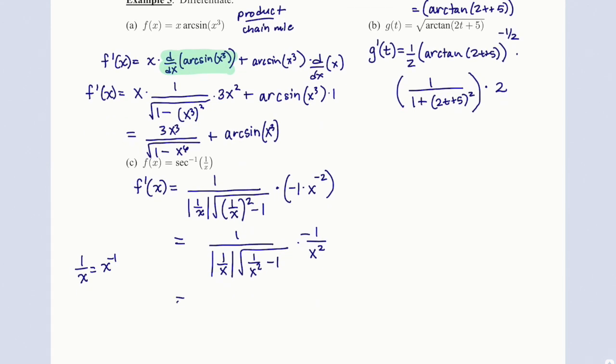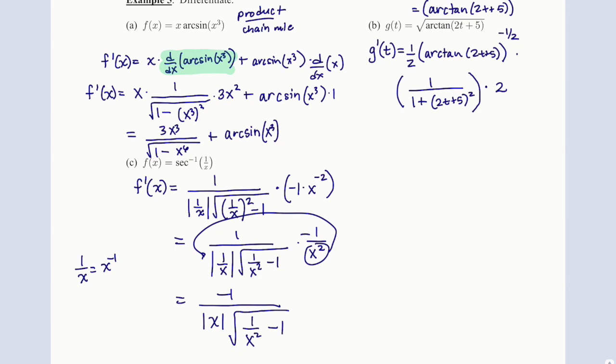And then if we really wanted to, we could clean that up a little bit. We could multiply this x squared with the absolute value of 1 over x. And we could say that's going to be the same thing as, let's see, negative 1, and then x squared multiplied with absolute value of 1 over x. We should get absolute value of x. And then we've got square root of 1 over x squared minus 1.